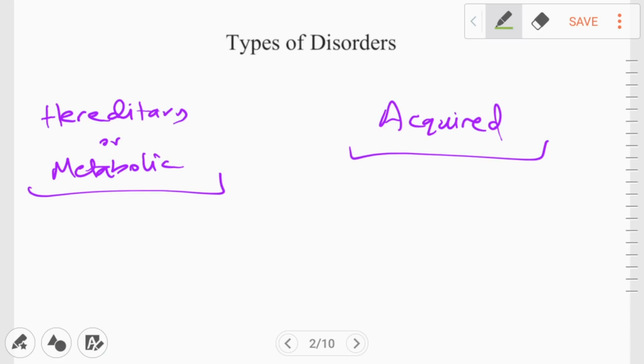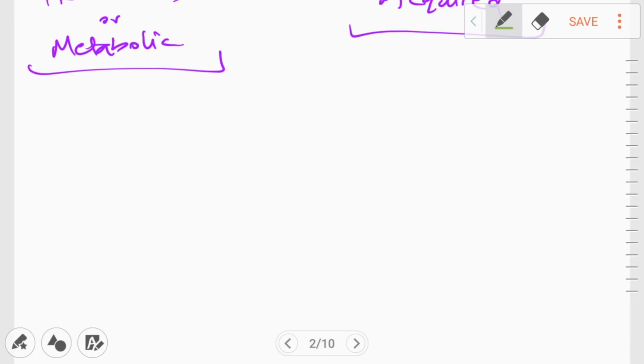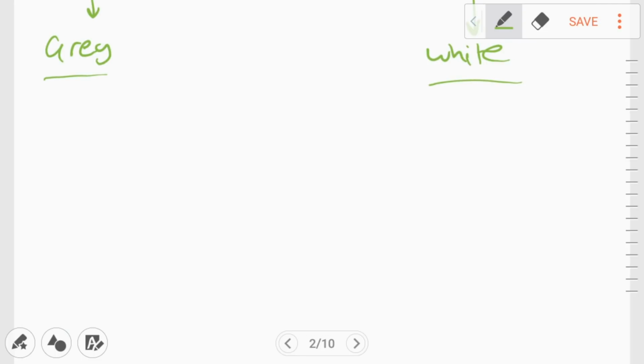Now, the hereditary or metabolic illnesses can be further divided into two types of illnesses. Firstly, we can classify them into gray matter disorders, and the second way to divide them is into white matter disorders. The gray matter disorders can also be called neuronal disorders, while the white matter disorders can also be called leukodystrophies.